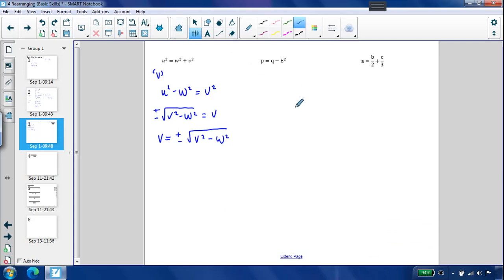Let's move on to p is equal to q minus e squared. I'm going to make q the subject. So here, when we're rearranging, I'm going to add e squared to both sides. So I'll have p add e squared is equal to q.